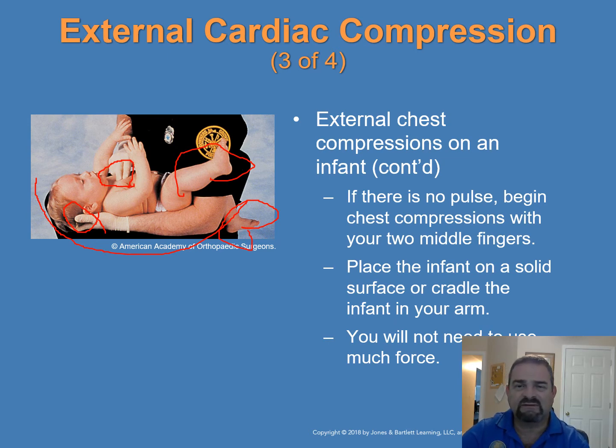You're going to compress the sternum at least 1/3 of the depth of the chest, which is approximately 1 1/2 inches. Compress at a rate of 100 to 120 times per minute. If you're the only rescuer, give 2 rescue breaths after every 30 compressions. So 30 compressions, 2 ventilations. If 2 rescuers are present, give 2 rescue breaths after every 15 chest compressions. So if there's 2 of you, it's 15 to 2. If you're by yourself, a single rescuer, it's 30 to 2.